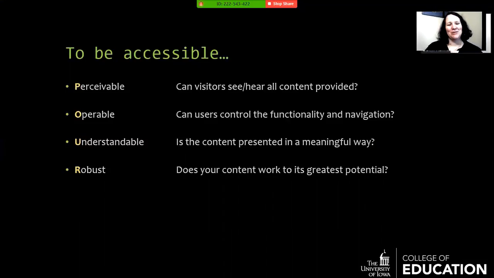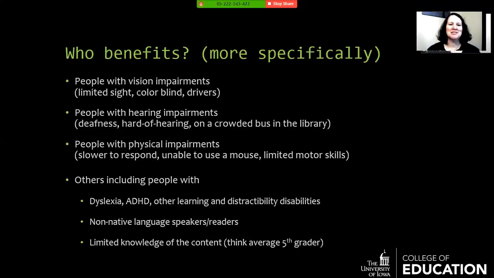All right, so now that you know what accessibility is and you have an idea of what it means to be accessible, let's talk about who benefits. Everyone. More specifically, people with vision impairments. So we talked about things needing to be perceivable. So you need to be able to see or hear them. And that helps people who have vision difficulties.